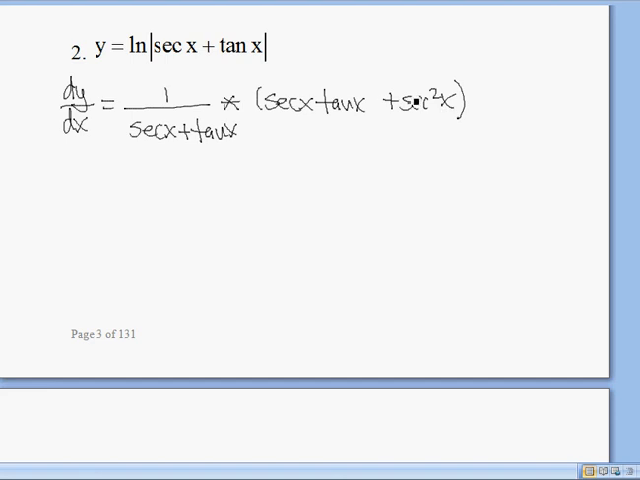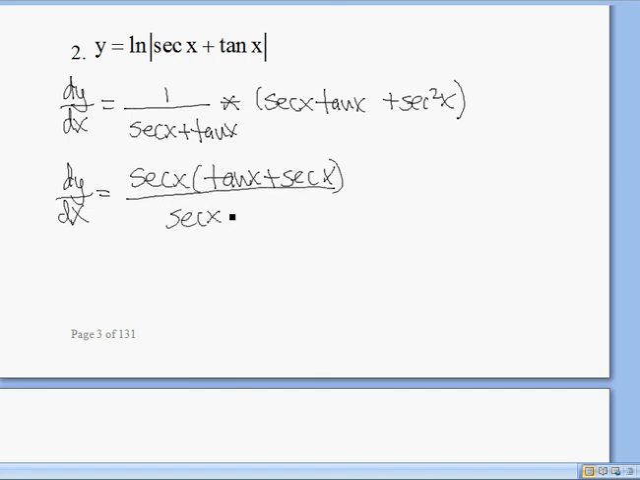I'm going to take a common factor of secant out, so I get dy/dx equals secant x times tangent of x plus secant of x, all over secant of x plus tan x. And notice these two cancel, so I'm left with dy/dx is the secant of x.